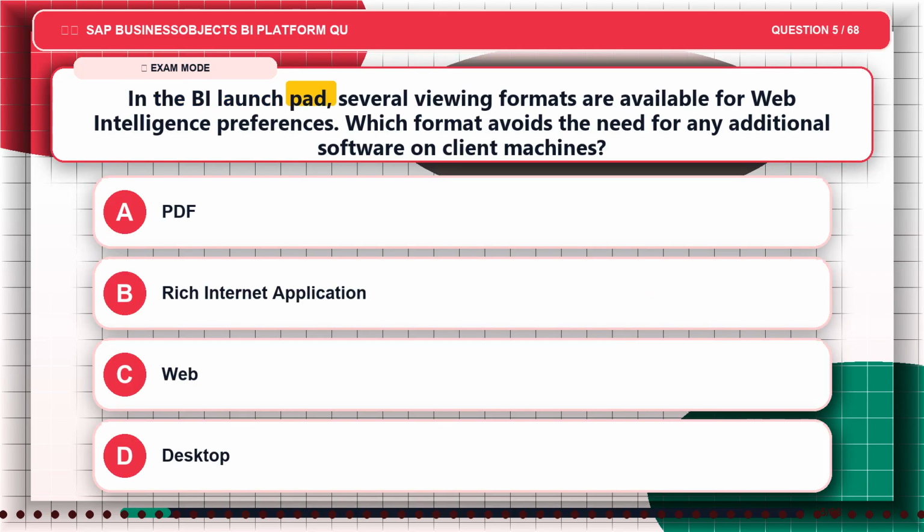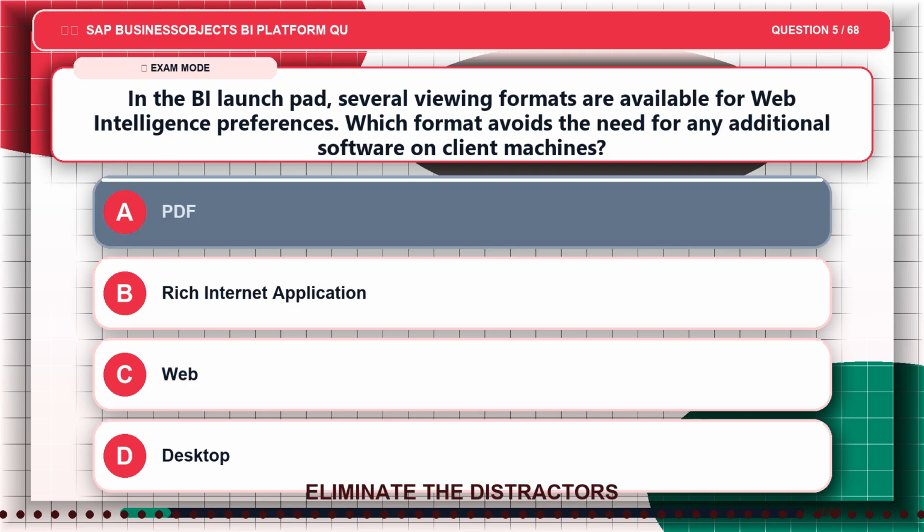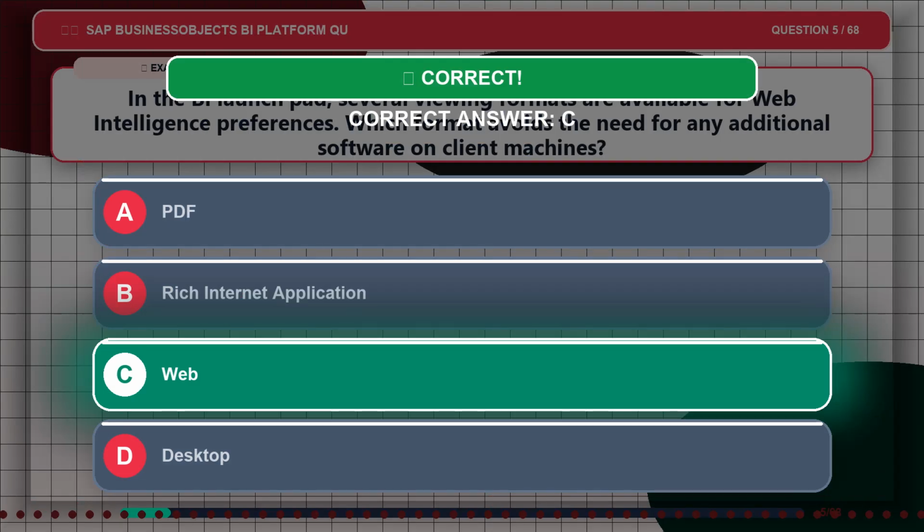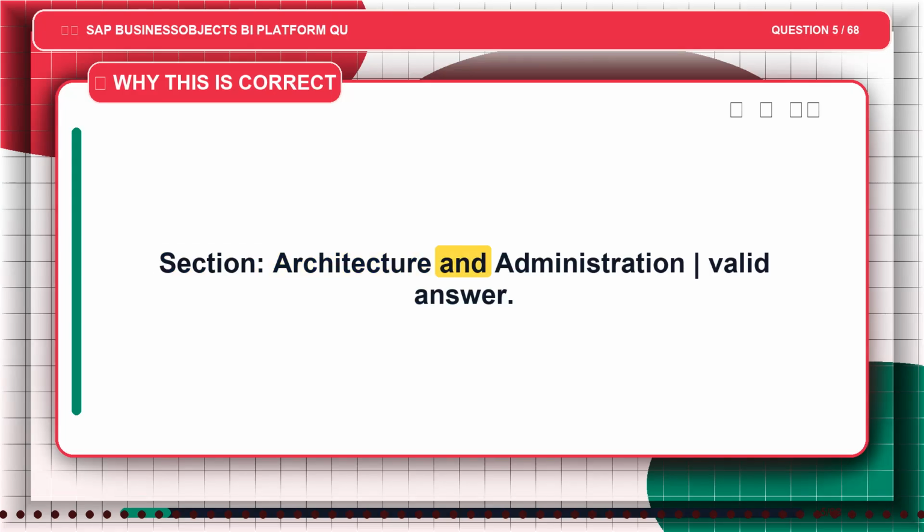In the BI Launchpad, several viewing formats are available for web intelligence preferences. Which format avoids the need for any additional software on client machines? Option A. PDF. Option B. Rich Internet application. Option C. Web. Option D. Desktop. The correct answer is option C. Web. Section, Architecture and Administration.